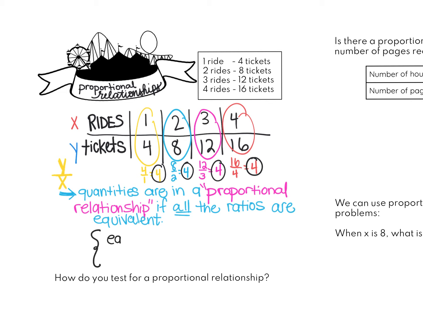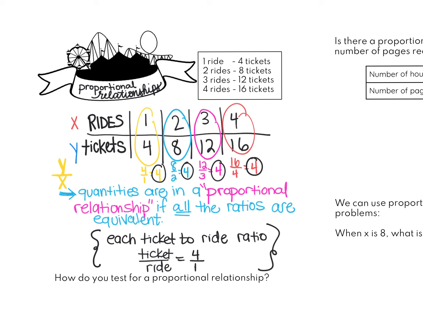Each ticket to ride ratio, each ticket to number of rides ratio in this case, is simplified to 4/1. So that makes this relationship proportional. The whole lesson here is for you to be able to look at a table and tell me if the relationship is proportional or not.